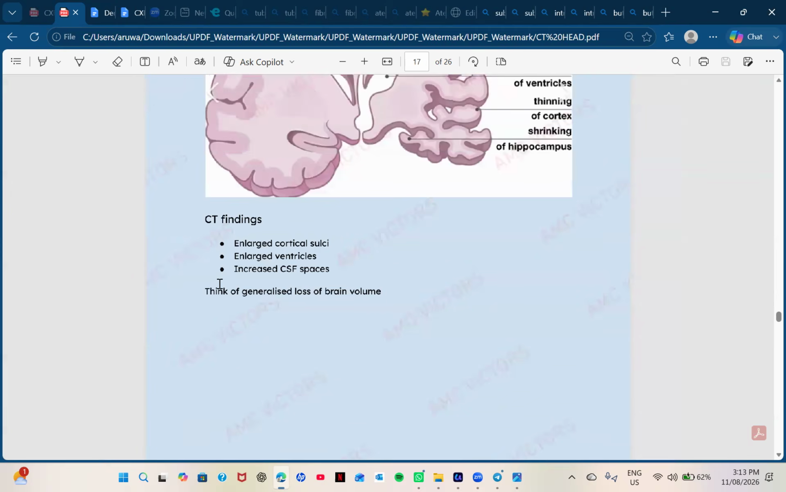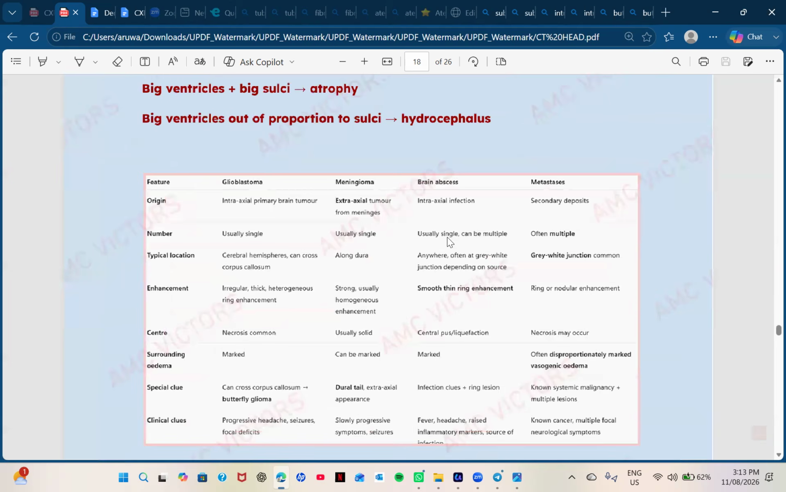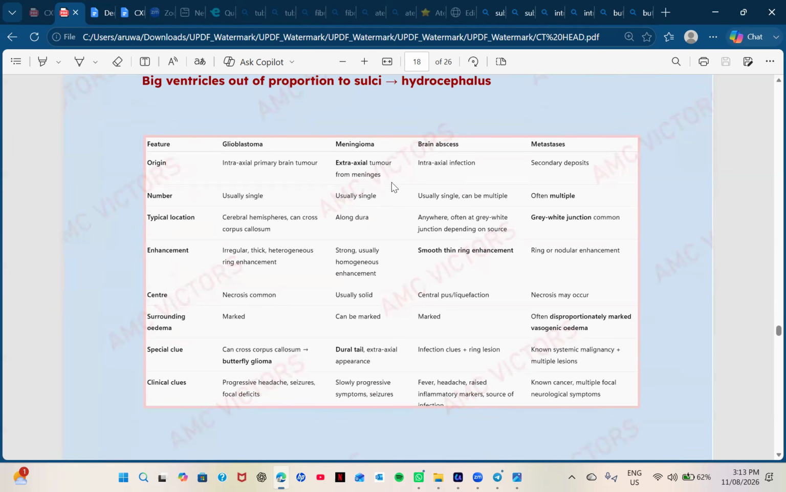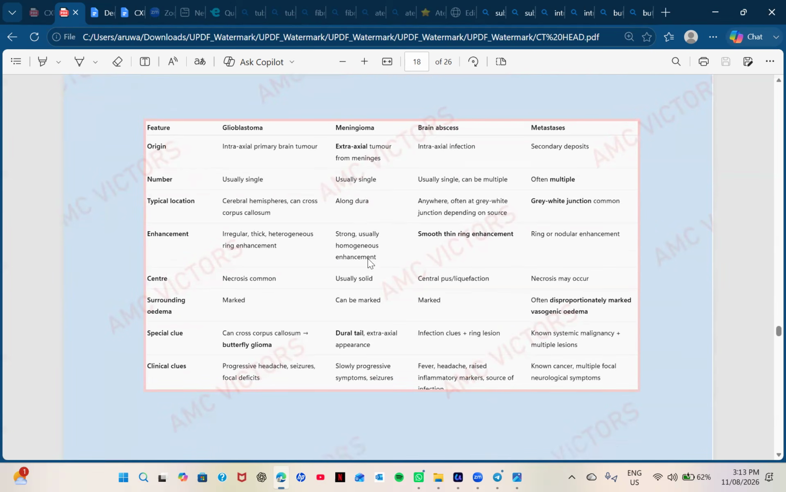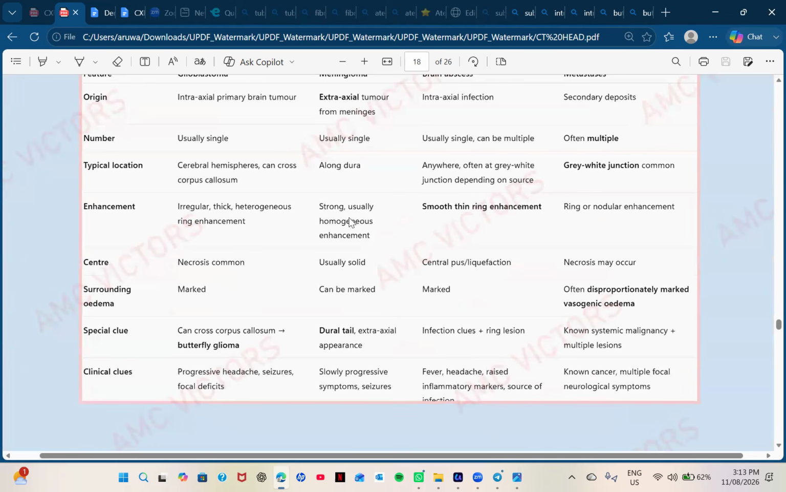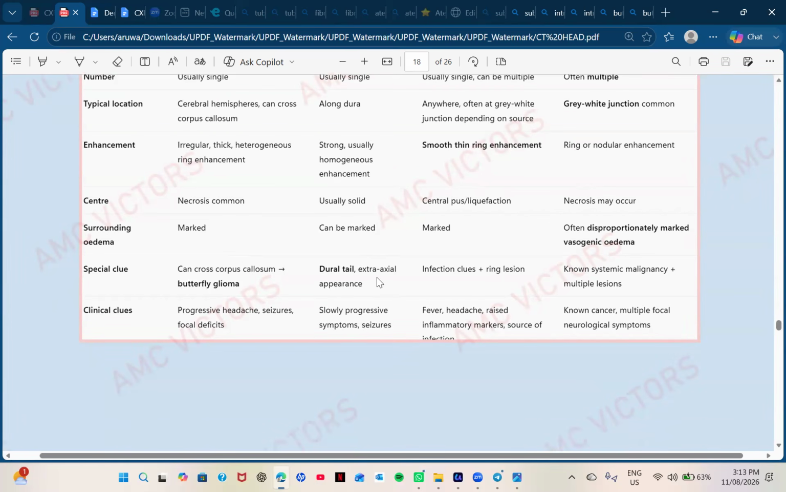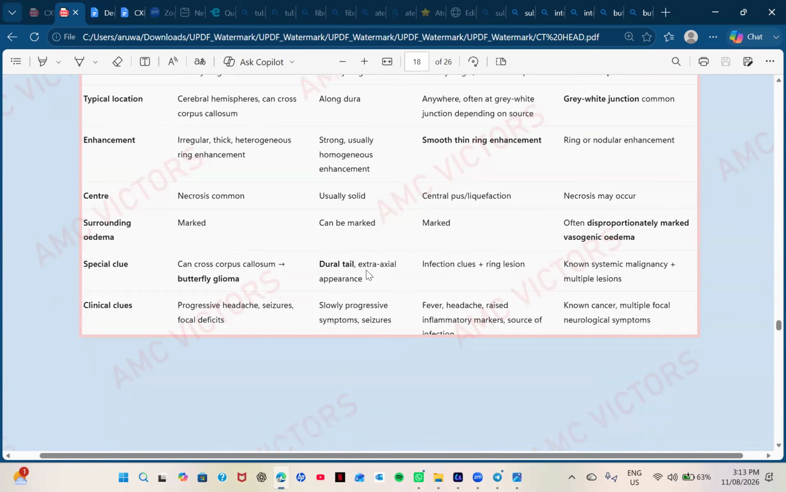What you can see here, and you can see in the meningioma: it's an extra-axial tumor with the meninges, usually single, with typical location along the dural sinus. Okay, enhancement is strong, usually homogeneous. You can see the center is usually solid, but here there is necrosis, and the surrounding edema can be marked here. Dural tail, extra-axial appearance. You can see.